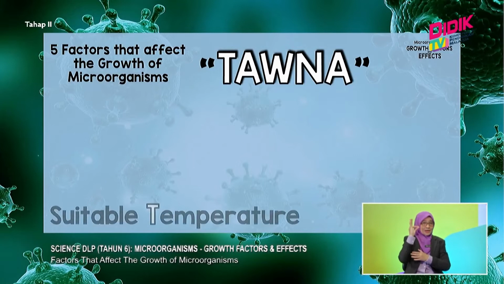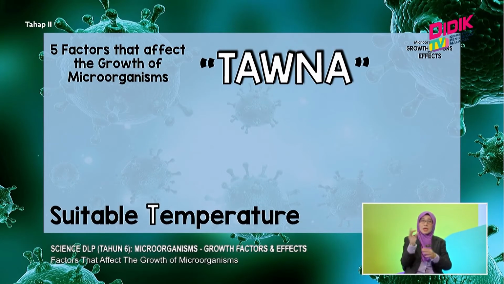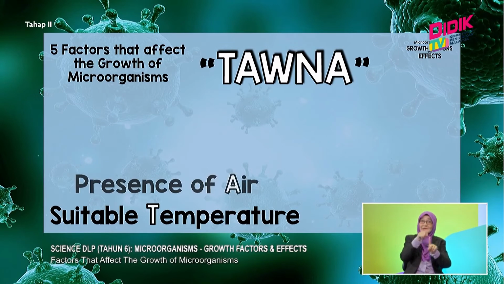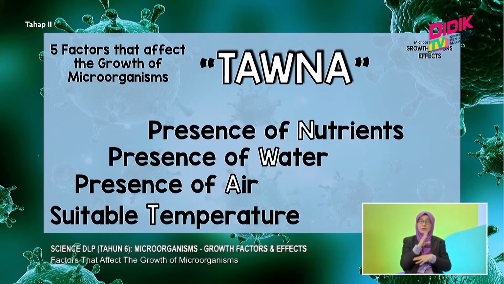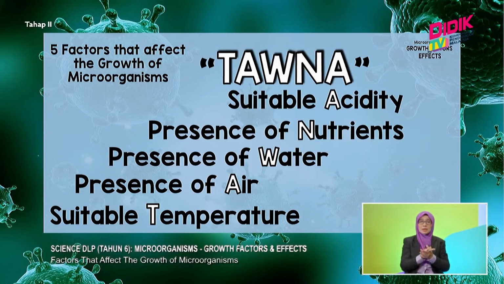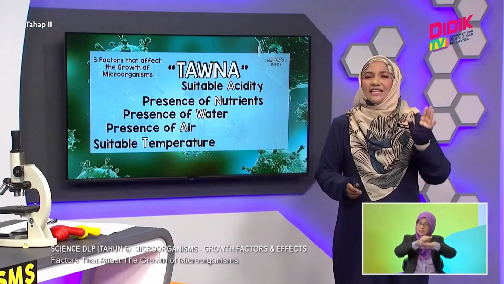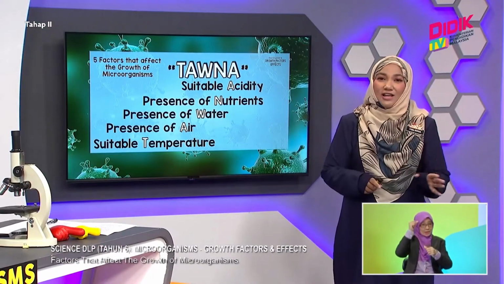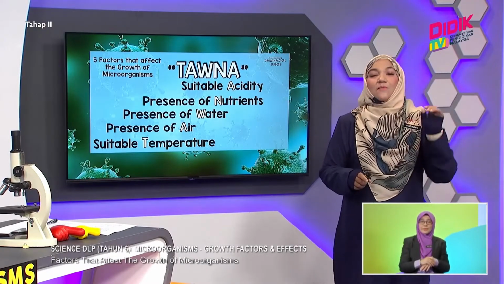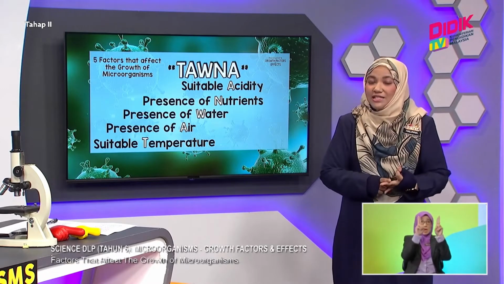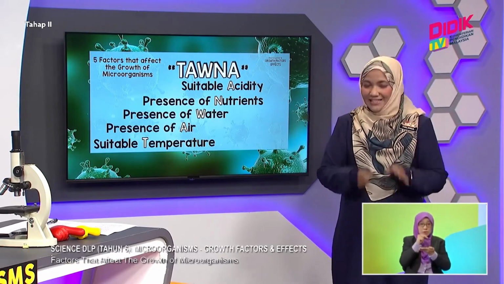What is TONA? Okay, the first one is suitable temperature, T. Temperature. And then the presence of air, surrounding. And then the presence of water. And also the presence of nutrients. And last but not least, suitable acidity. So if you want to remember easily, you can use the acronym TONA. So suitable temperature, presence of air, water and nutrients, and last but not least, suitable acidity.